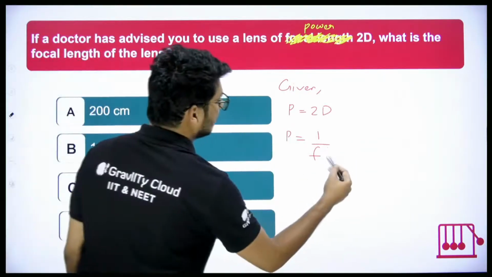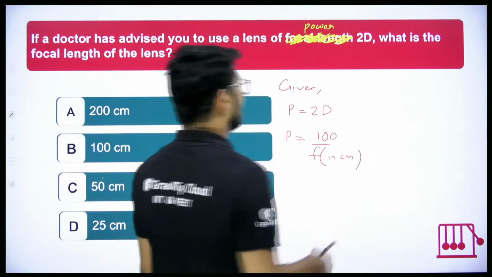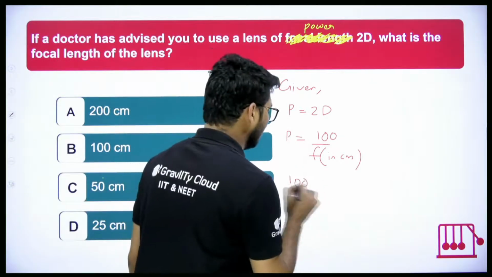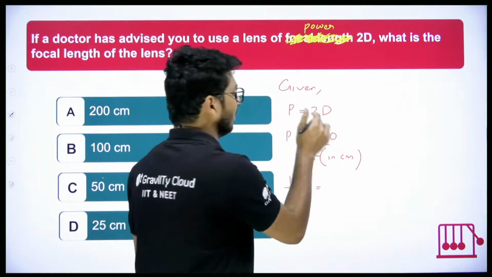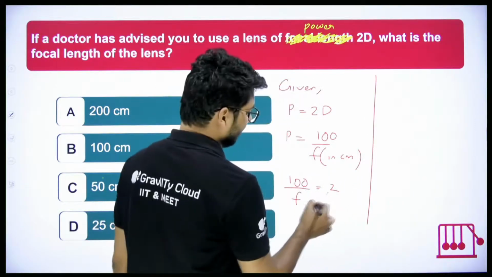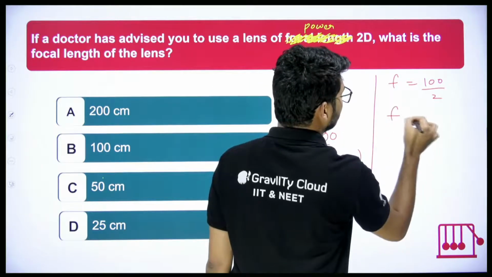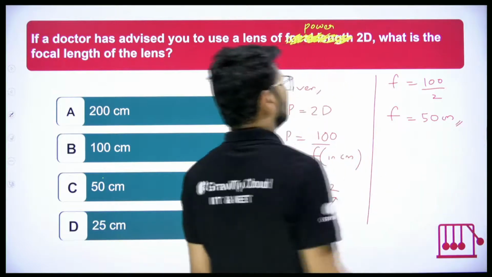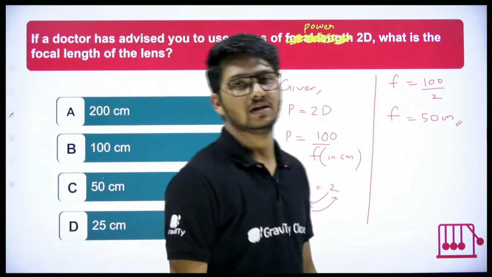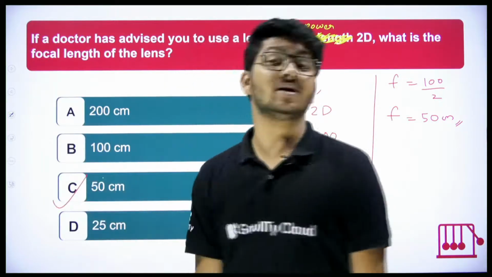So what I will do is, here I'll take the formula as 100 by F, and the focal length that we get will be in centimeter. So power is 100 by F and the power given is 2 diopter. Then just do the calculation. 2 comes to this side, F goes to that side. F becomes 100 by 2, that becomes 50. And we get the focal length in centimeters. The focal length is 50 centimeter, and hence the answer is option C.